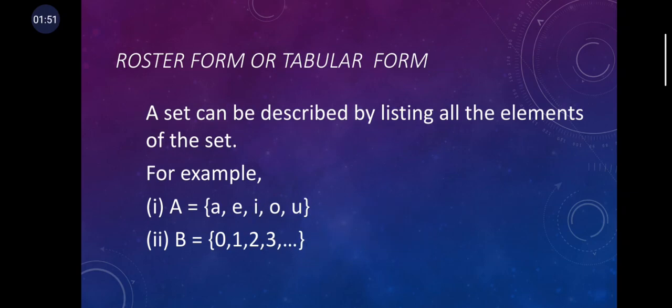A set can be described by listing all the elements of the set. For example, A = {a, e, i, o, u}. B = {0, 1, 2, 3, and so on}.